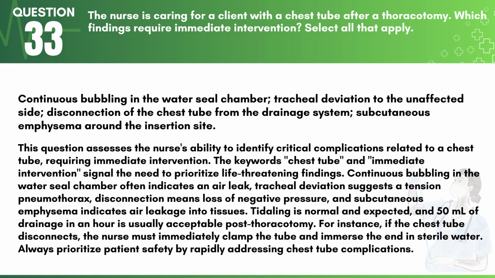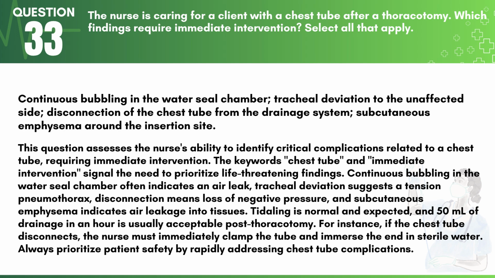Answer. Continuous bubbling in the water seal chamber, tracheal deviation to the unaffected side, disconnection of the chest tube from the drainage system, subcutaneous emphysema around the insertion site. This question assesses the nurse's ability to identify critical complications related to a chest tube, requiring immediate intervention. The keywords chest tube and immediate intervention signal the need to prioritize life-threatening findings.